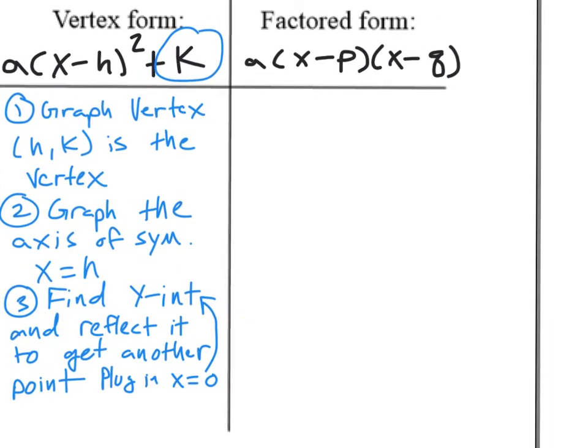All right, so this last one is a little bit different, okay? If you're in factored form, what you have that's pretty accessible, right? Because let me just add this before we get into how we do this. p and q are the x-intercepts.